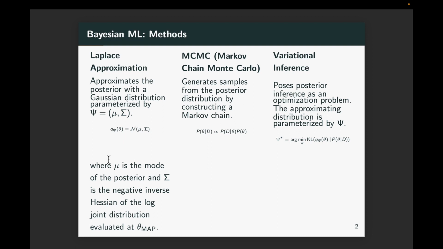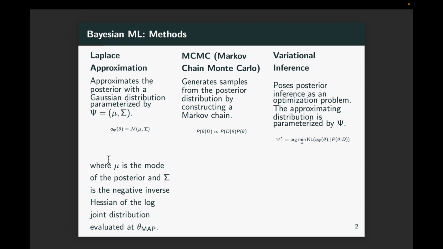The second method that we looked at was Markov chain Monte Carlo, MCMC, where we generate samples from the log joint. We assume a certain burn-in period. After that, we assume that it reaches stationarity, and then we can directly plug in those samples to compute the predictive posterior. The third method, which we started looking at in the previous lecture, was variational inference.